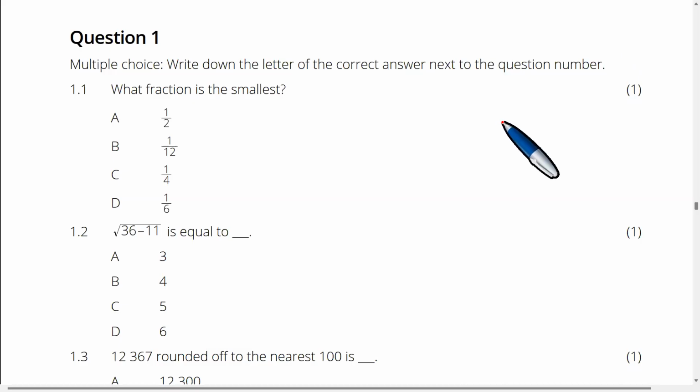We're beginning our discussion focusing on some questions that are very easy and some questions that are a bit technical. And so here we go. These are multiple choice questions. So write down the letter of the correct answer next to the question number. Right. So, for example, let me give an example here.